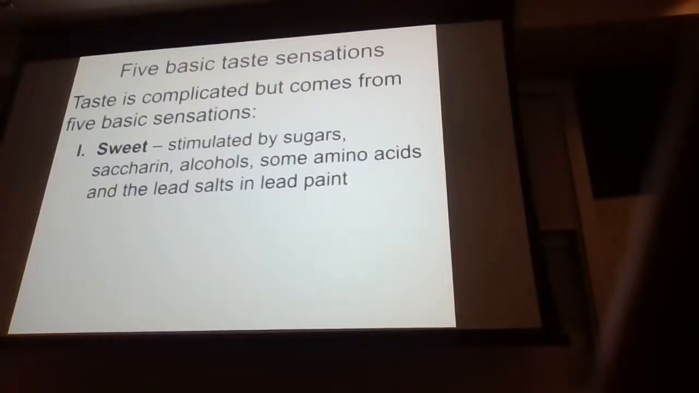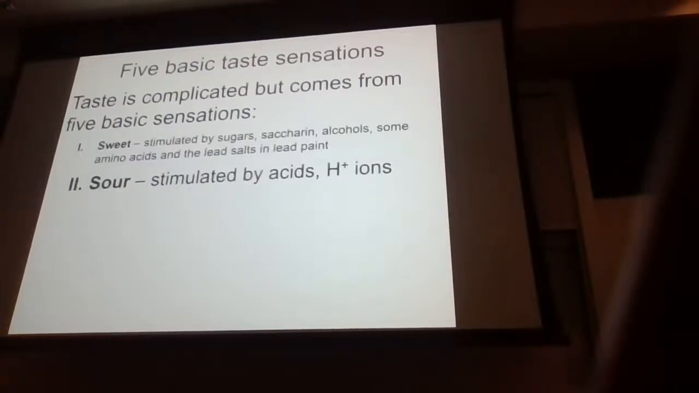Very popular form. Lead gives you a nice intense color. As a paint for color, it was really good, right? But it's toxic. Now, sour. These sensors that are stimulated to give you the sour sensation are responsive to levels of hydrogen ions. So something that's acidic will taste sour, because it's a function of the hydrogen ion concentration. So acids will stimulate this.